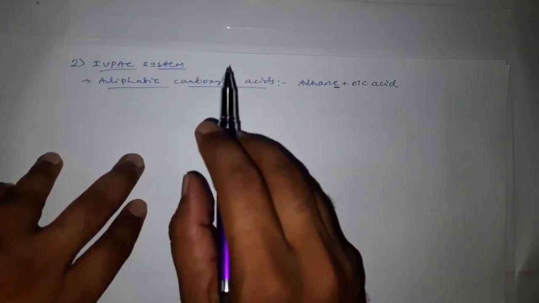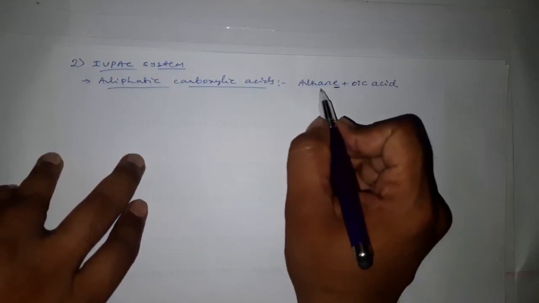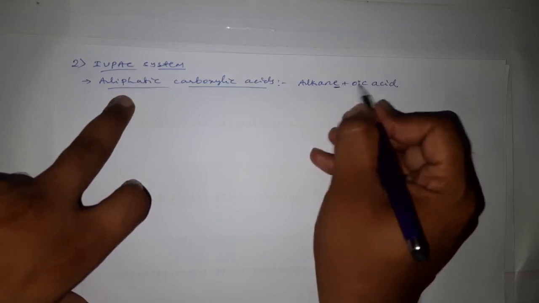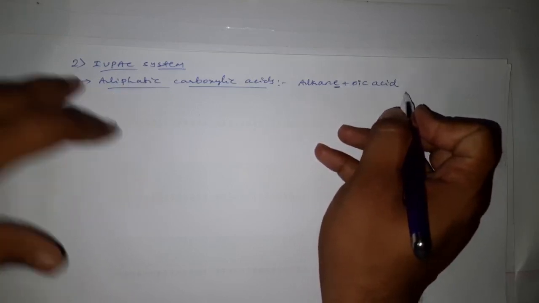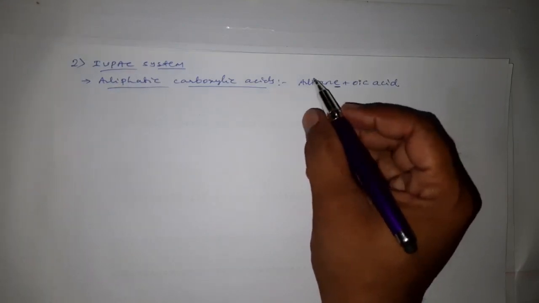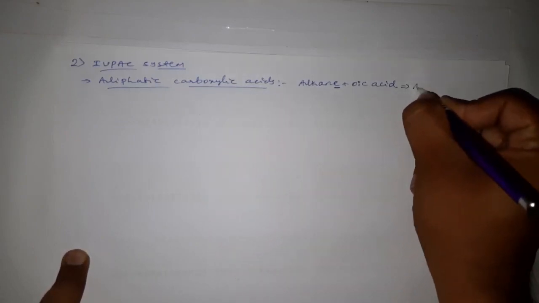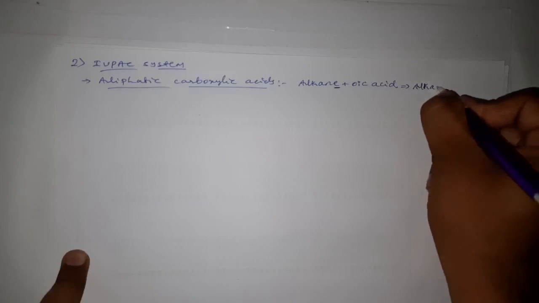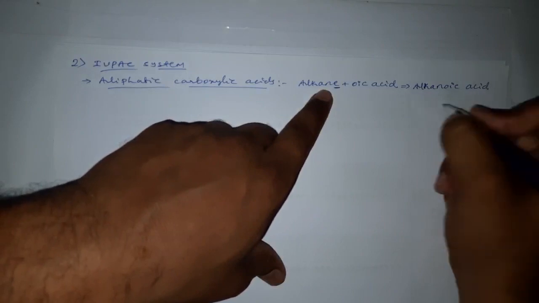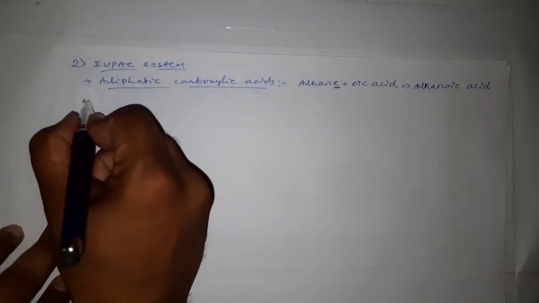The IUPAC names of aliphatic carboxylic acids can be derived from the names of the corresponding alkanes from which they are derived by replacing E of an alkane with OIC acid. Therefore, the IUPAC name for the given aliphatic carboxylic acid can be written as alkanoic acid.